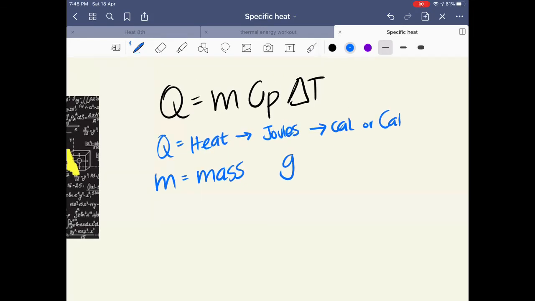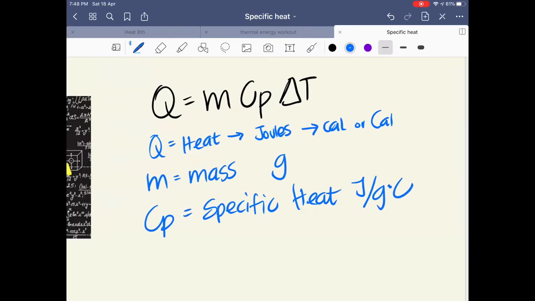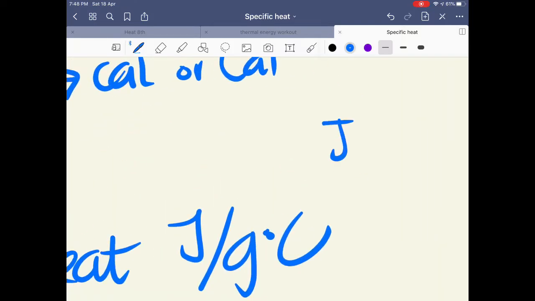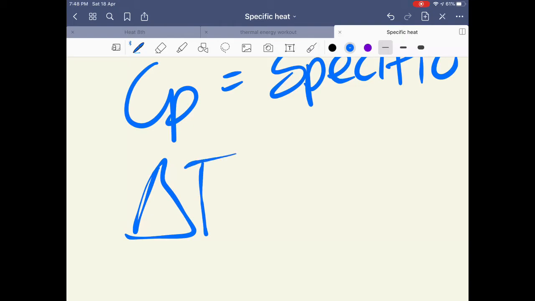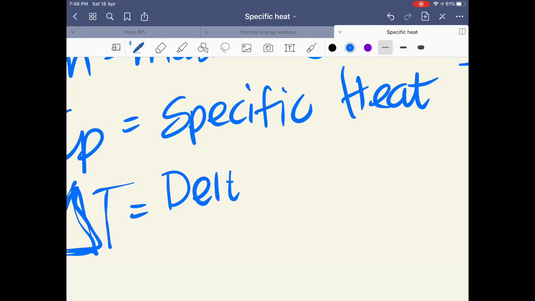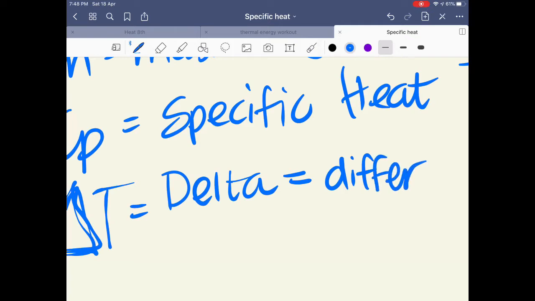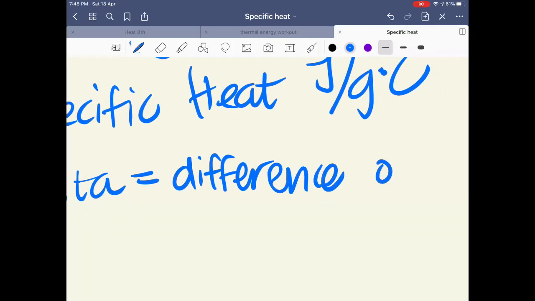And then you have specific heat, in Spanish is calor específico, which is joules over gram per degree Celsius, but scientists, it's important for you to know that it's joules over kilogram per Kelvin. And then we have delta temperature. This is a triangle. Delta, guys, delta means difference, or subtraction.